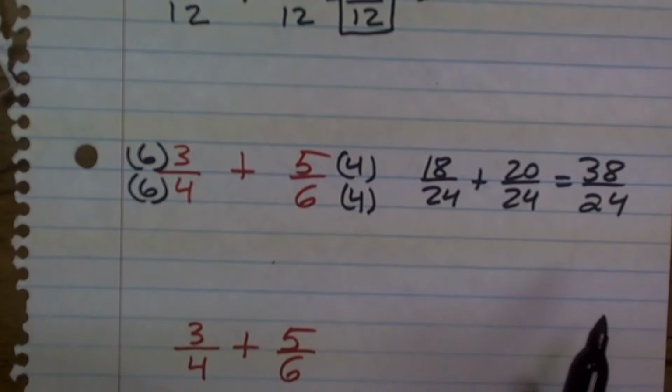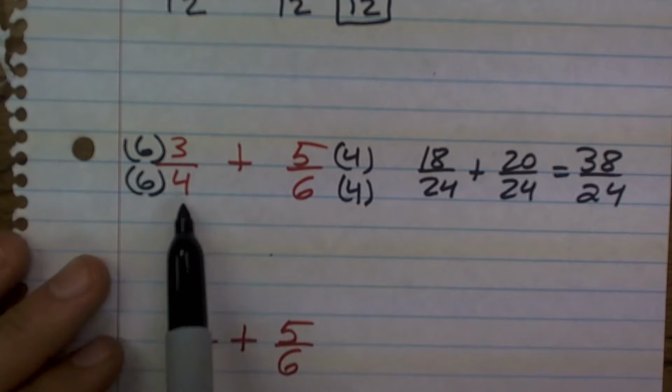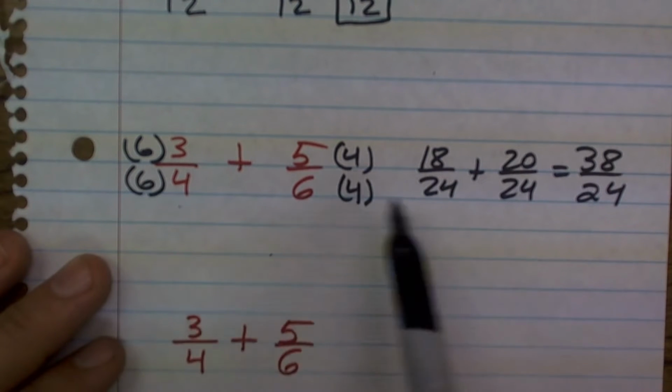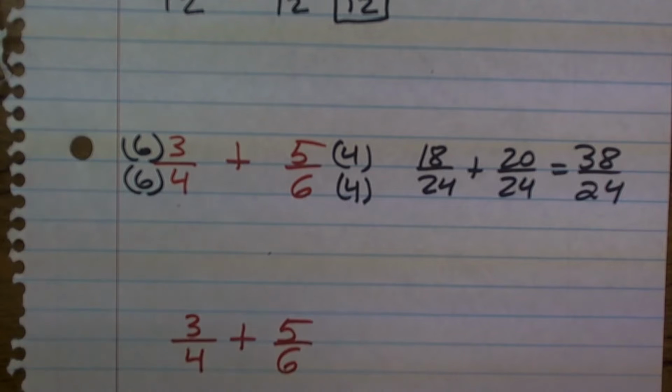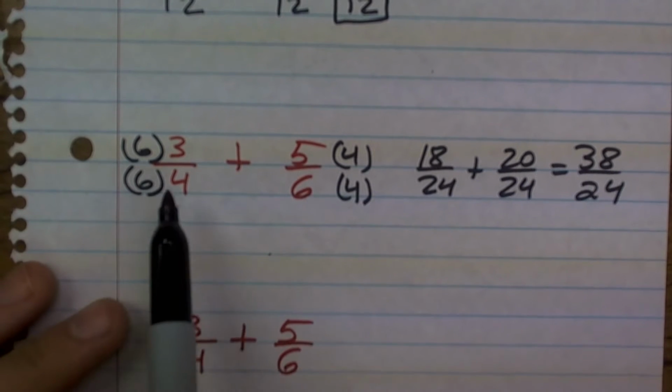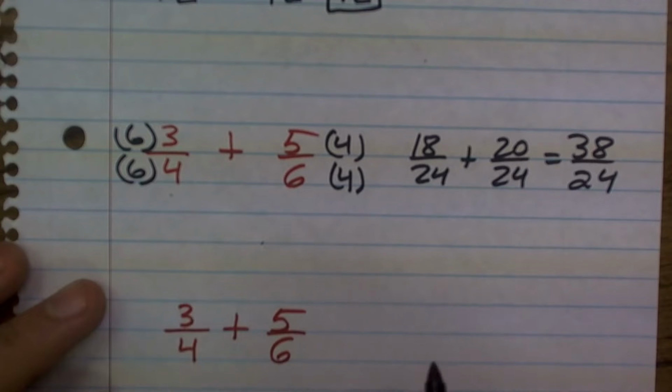But I wanted to show you a quick little way. A lot of times this works, but this isn't always the quickest way because if you notice, I now have to reduce my ending fraction. So that's why it's always important to find the lowest common multiple. And the lowest common multiple is not 24, but it's actually 12, as 4 and 6 both go into 12.